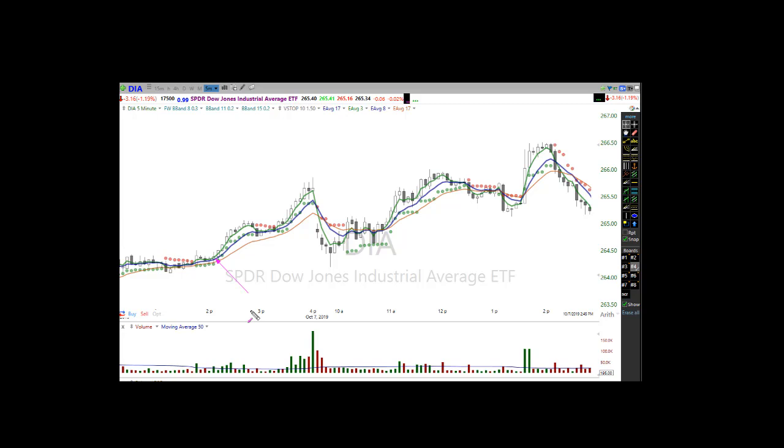Okay. Now you can see right here, this one is not as clean. This one pulled back enough that we broke the green volatility stop and everything turned red. What I usually tell people when you're learning this pattern is to just avoid this trade. Just pass on it because we're below that price resistance.